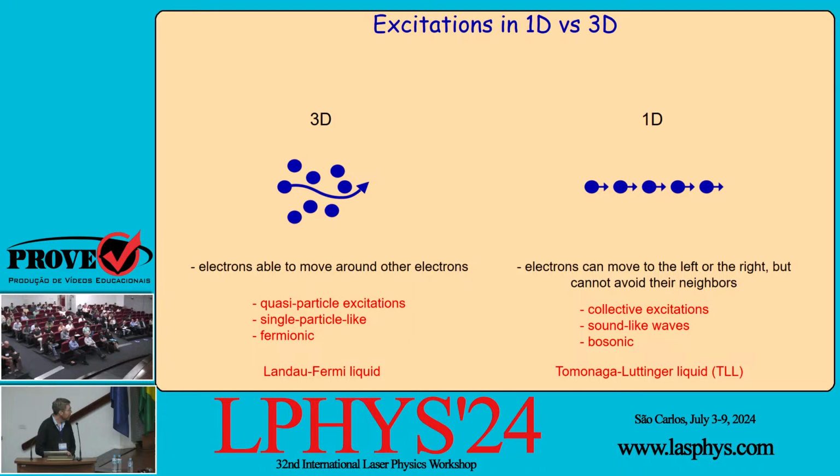In 1D, as compared to 3D, the atoms can't get around each other. So if there's an excitation here, it will necessarily propagate through these other atoms. They can't avoid their neighbors. So these are collective excitations. They're sound-like, and they're bosonic, and that description fulfills a model called the Tomonaga-Luttinger liquid model that people have been curious about for a number of years.